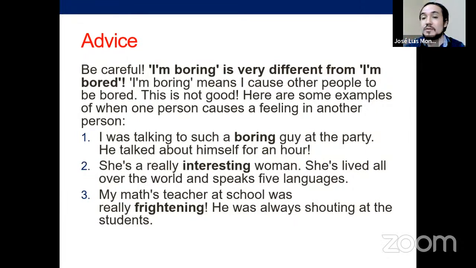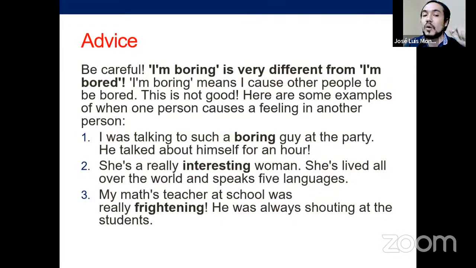Because again, if you say here, for example, "I was talking to such a bored guy at that party, he talked about himself for an hour," then ed is not correct because of the context. Right here, ing is correct because of the context. Or here, "she's a really interested woman," right? Or in this case, yes, woman. And that's not that correct. Why? Because of the context.